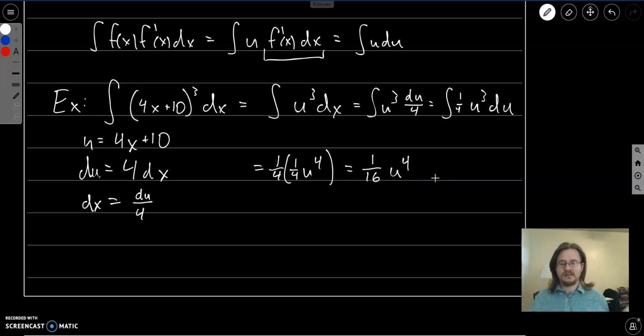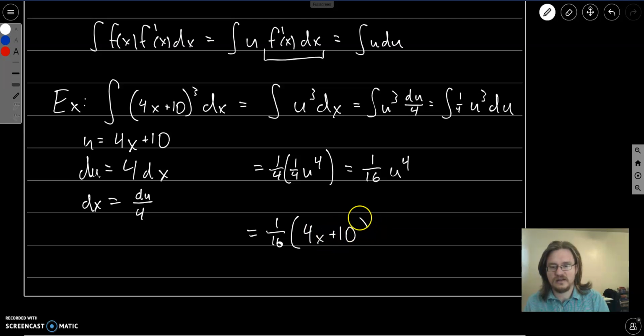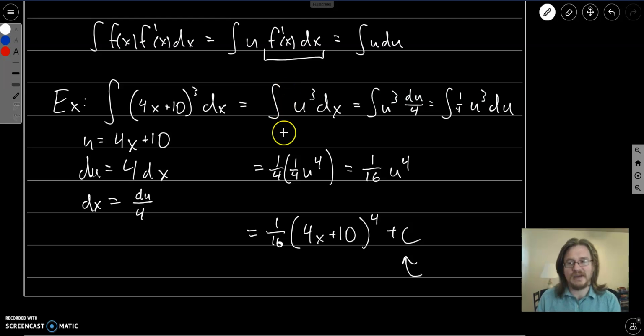And the question is, are we done? Well, it looks like it. We've taken an antiderivative, but our initial antiderivative is in terms of x, and what we have here isn't in terms of x. So we'll make one final substitution. I'm just going to plug in what I know u is in terms of x. So I get 1/16 times 4x plus 10 to the fourth power. And that is an example of how we use u-substitution to find an antiderivative. But I nearly forgot my plus c. Always important if we don't have bounds on our integral.